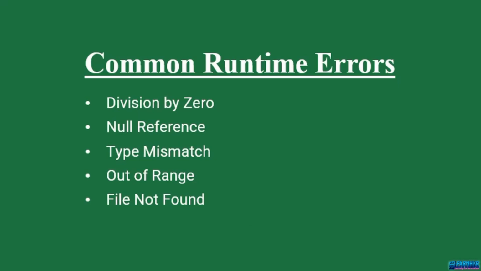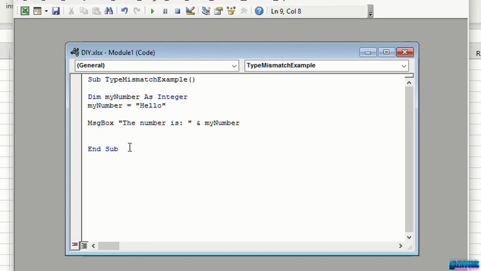Number 3, we have the type mismatch. This occurs when attempting to perform an operation on incompatible data types. In this example, we declare the variable, which is Dim myNumber As Integer, but try to assign a string value, which is "Hello". This will cause a runtime error 13, type mismatch, because we cannot assign a string value to an integer variable.